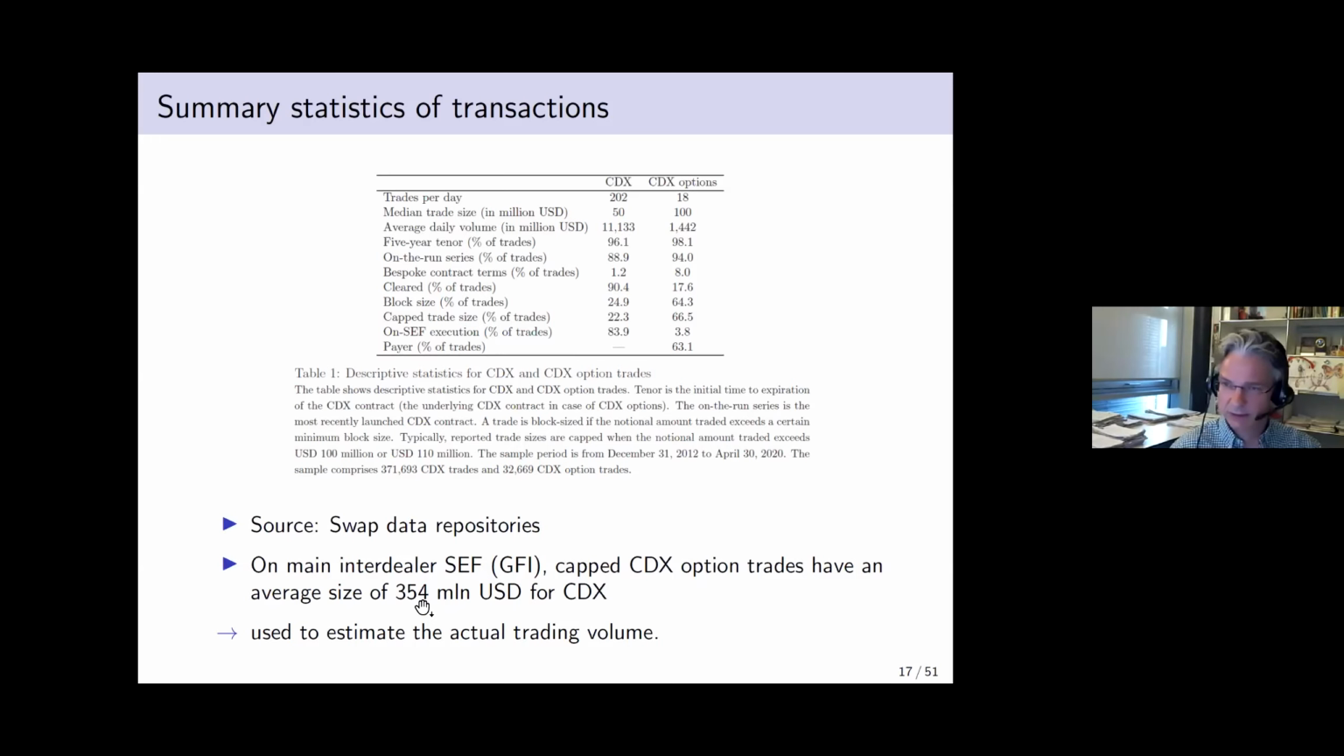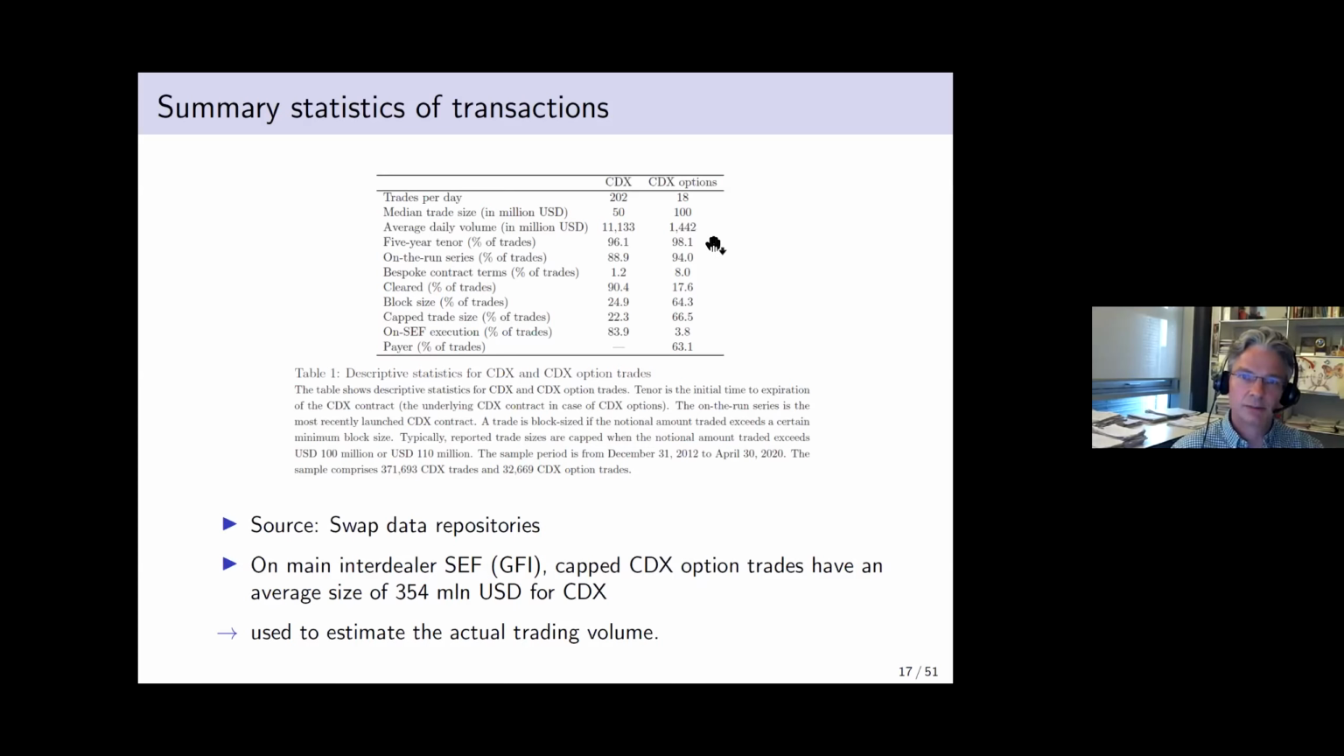So based on the data from the actual trades we observe on SEFs and the total data we observe, we can actually infer an actual size of the market, which is a lot larger than the numbers reported here. The number reported based on the caps in the trade size is about $1.4 billion per day, but the actual number is probably closer to 3 to 4 times that, if you manage to get information on the uncapped trade size. So it's quite a large trade size.